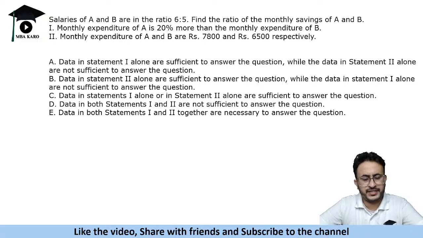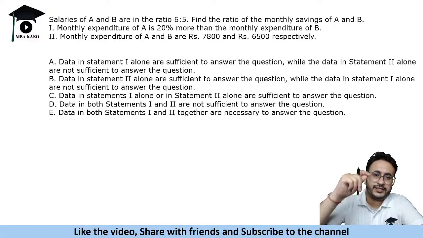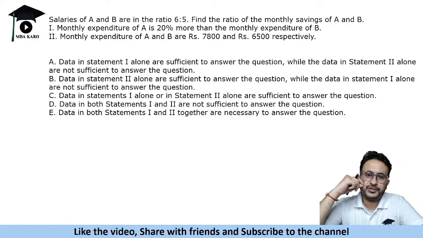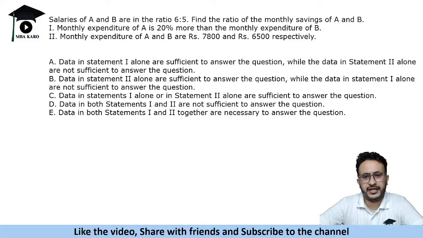So data sufficiency is always asked in NMAT. There are 4 questions of data sufficiency which are sure shot in the quant section. Here's the next question. Salaries of A and B are in the ratio 6:5. You need to find the ratio of savings of A and B.